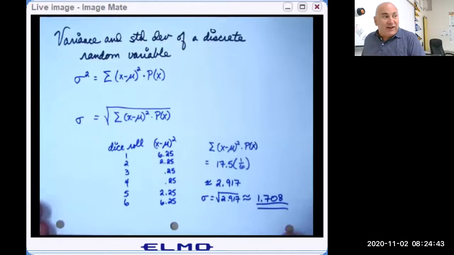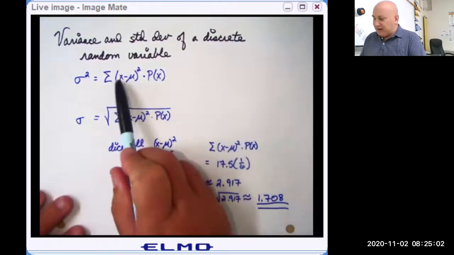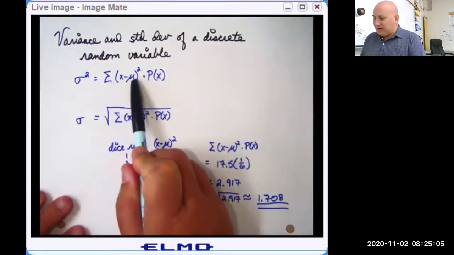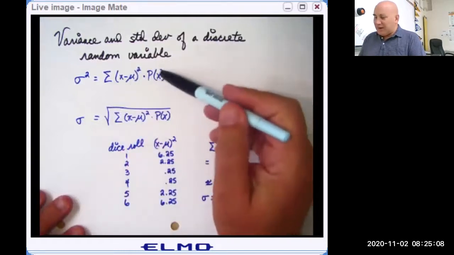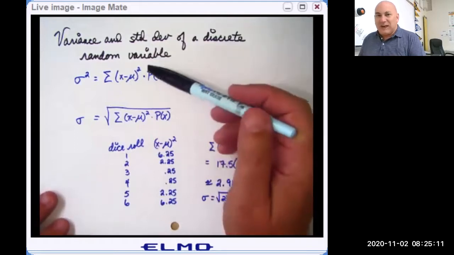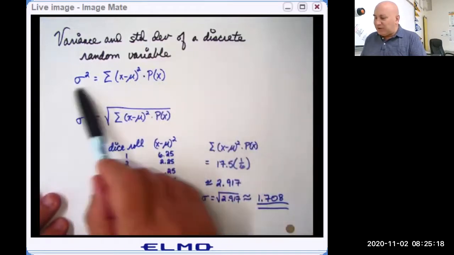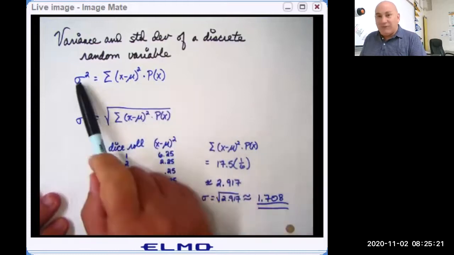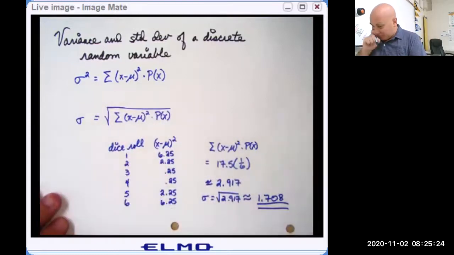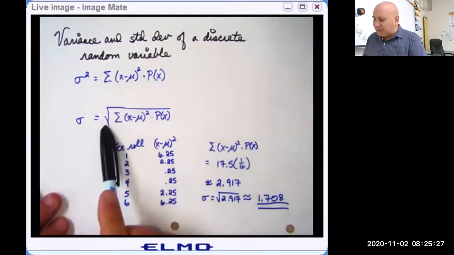So we have variance and standard deviation of a random variable. These are the formulas. I will not expect you to memorize those formulas. I will expect you to know how to use them. So this says take each data point, subtract the mean, square that, and multiply by P of X. Remember, P of X is counts divided by total number of data points. So this is really just the formula that we used in the past for variance, just written a different way. And then we'll take the square root of that for standard deviation.